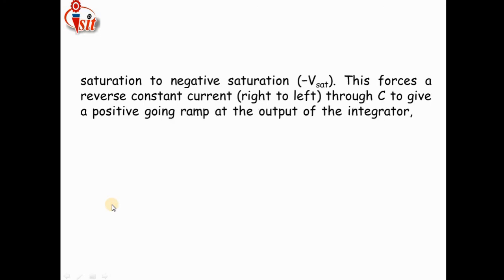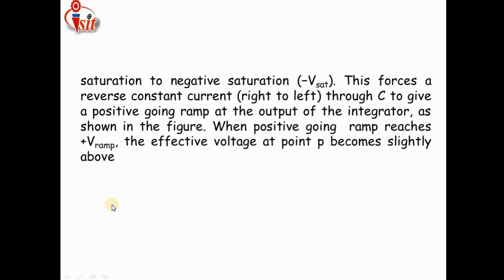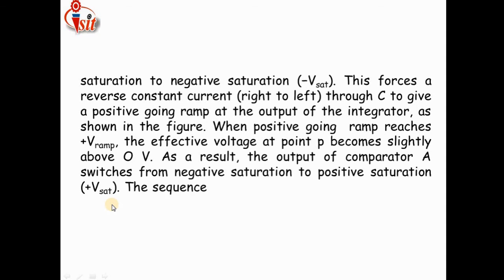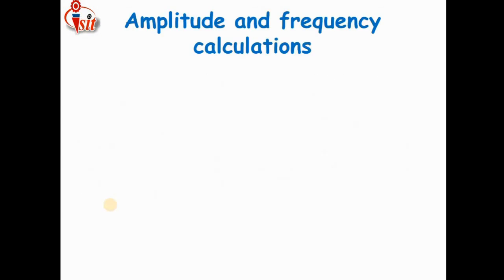This forces a reverse constant current, from right to left through C, to give a positive going ramp at the output of the integrator. As shown in the figure, when the positive going ramp reaches the effective voltage at the point P, which becomes slightly above 0 volt, the output of the comparator A switches from negative saturation to positive saturation. The sequence then repeats to give the triangular wave at the output of the integrator B.